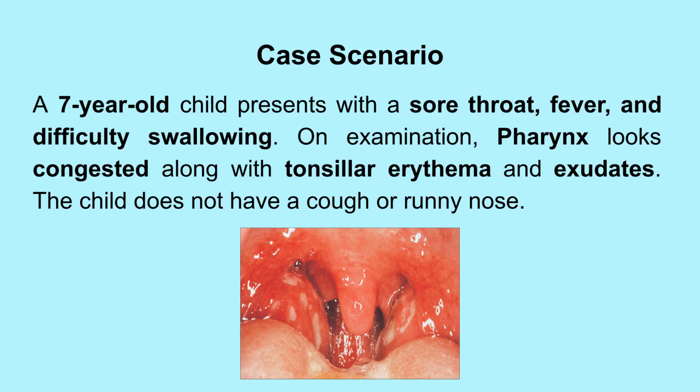A 7-year-old child presents with a sore throat, fever, and difficulty swallowing. These are classic symptoms of pharyngitis. On examination, the pharynx looks congested, meaning it appears red and inflamed. There's tonsillar erythema, which means the tonsils are red, and exudates, which are white or yellow patches of pus on the tonsils. This combination of findings is highly suggestive of bacterial pharyngitis, specifically streptococcal pharyngitis.